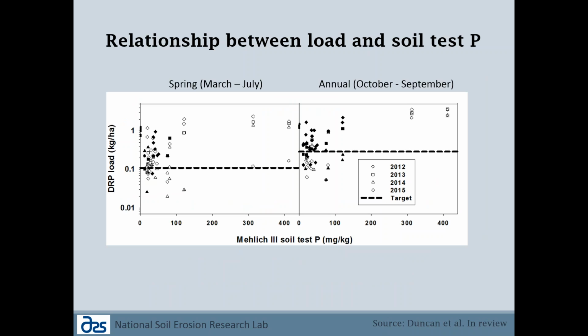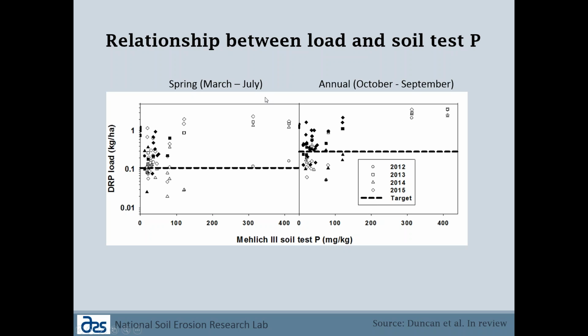So how do these loadings and concentrations relate to the phosphorus levels in the soil? So, our soil test phosphorus levels. Today I'm going to be comparing the loads to Mehlich 3 soil test levels. And we've broken this down into two time periods: the spring, which represents March through July, and then annually, so an entire year.